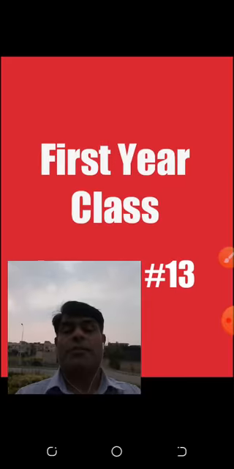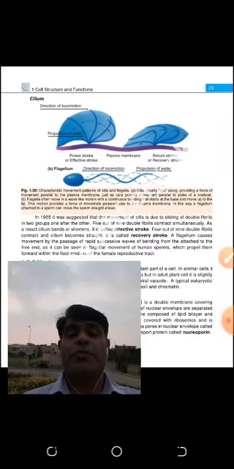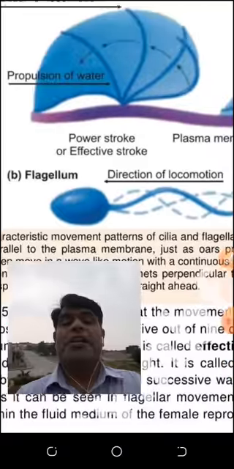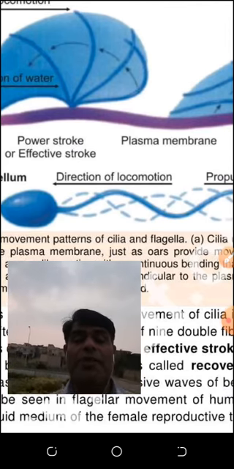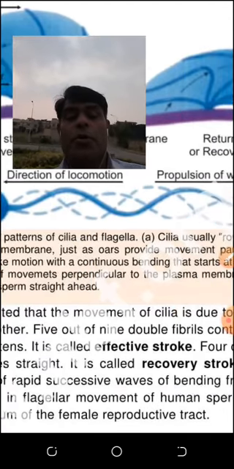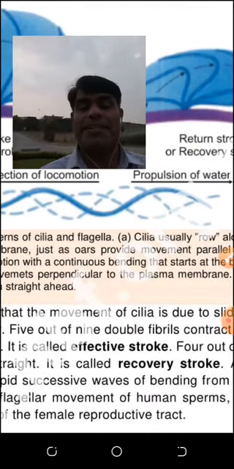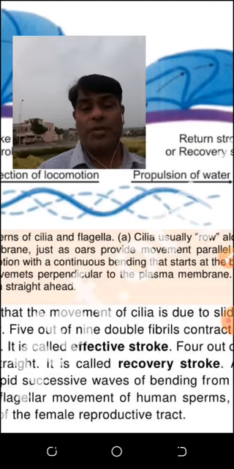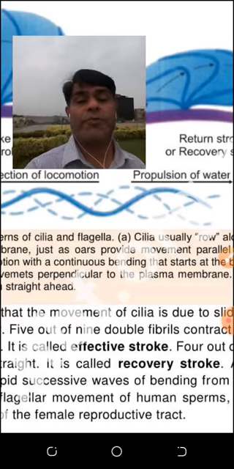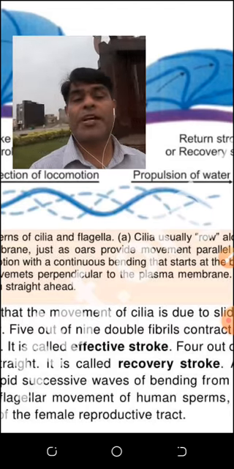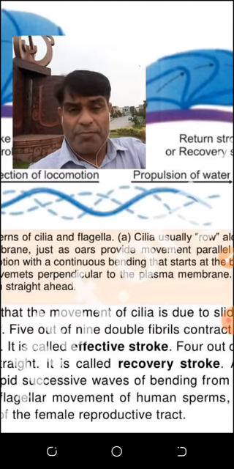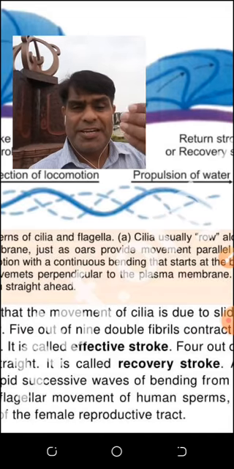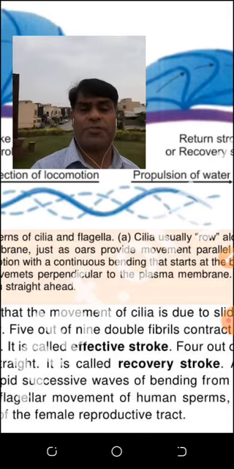Now you will see the effective stroke and the recovery stroke. There are a total of 11 fibrils. Now I will tell you what the effective stroke is. 5 out of 9 double fibrils contract. Once again the question, who will contract the 5 fibrils? The first five, they are in round form. Who will move them? The dynein arm protein will move the first 5 fibrils.